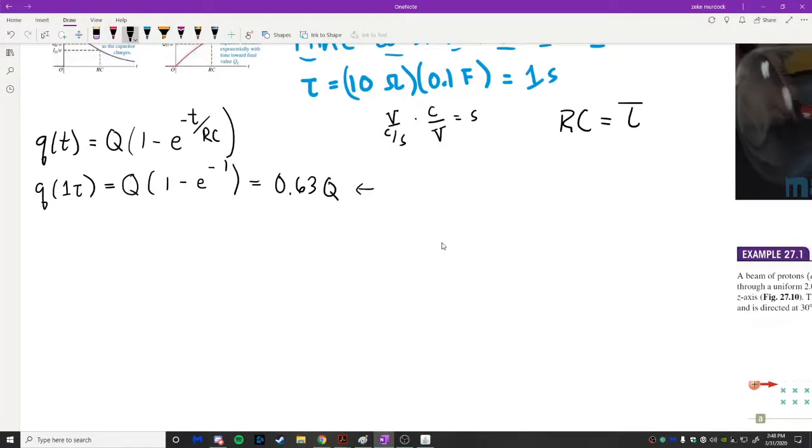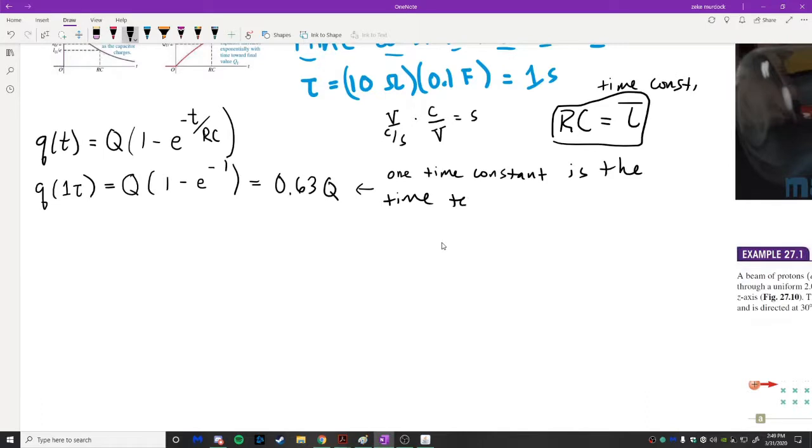Okay, so one time constant is the time that it takes for the capacitor to charge up to 63% of its maximum value. That's what that means. So one time constant, 1 tau, this is the time constant, right? So 1 time constant is the time to charge the capacitor to 63% of the maximum charge.